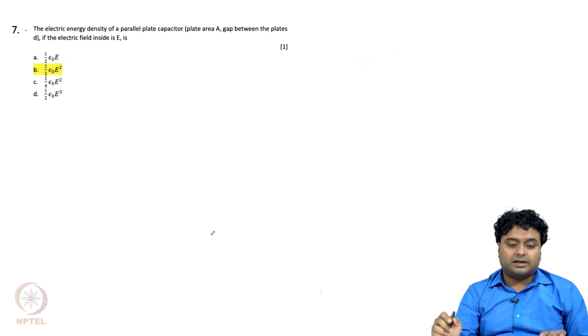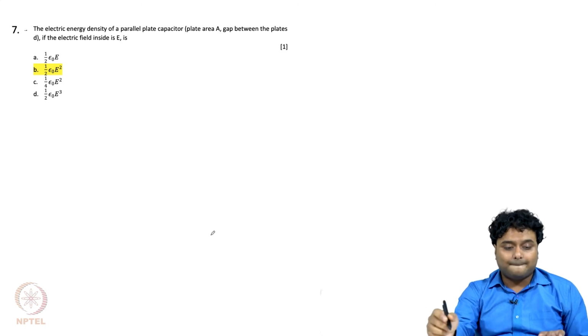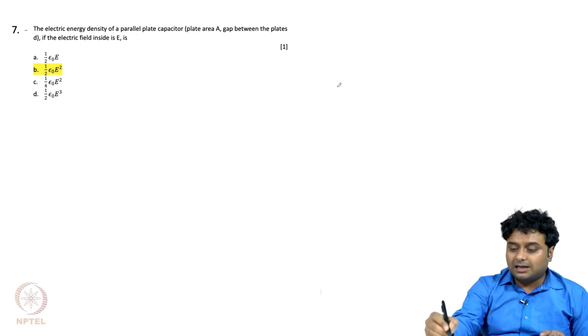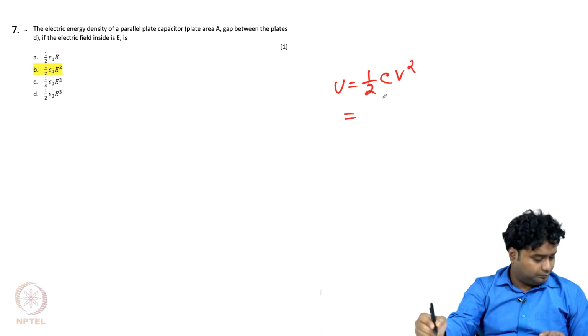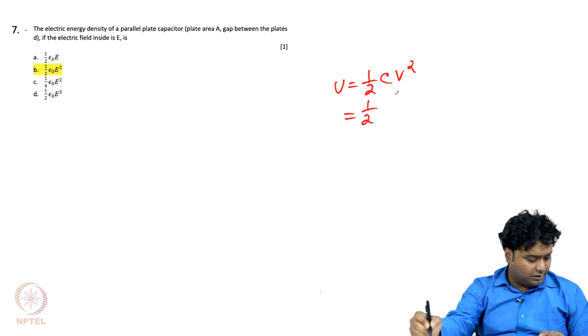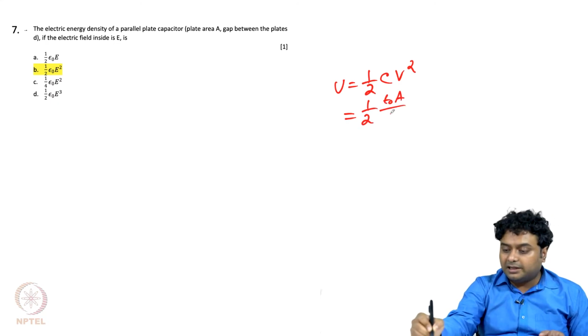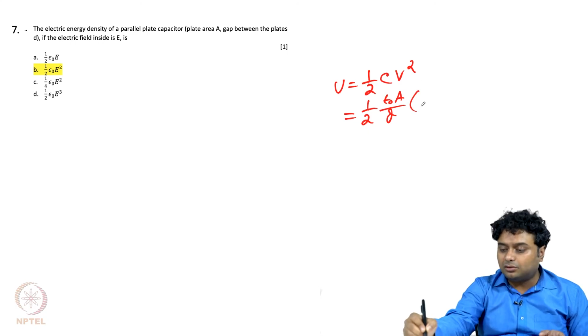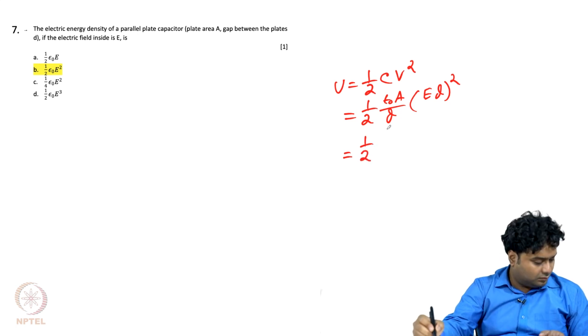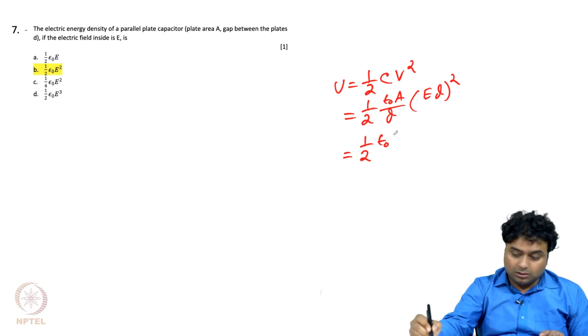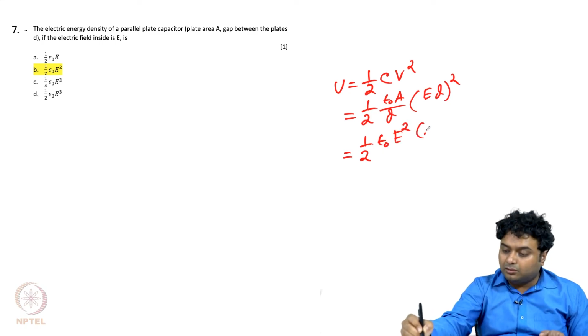The next question is the electric energy density of a parallel plate capacitor if the electric field inside is E, right. Now what is the energy U? U equals half C V square, right. Now C equals epsilon naught A by D, and V equals E into D, as I wrote earlier. So we can write it as half epsilon naught E square into A into D.